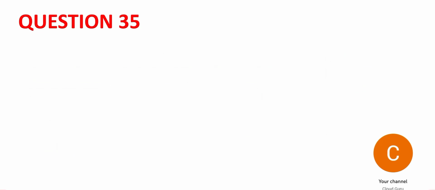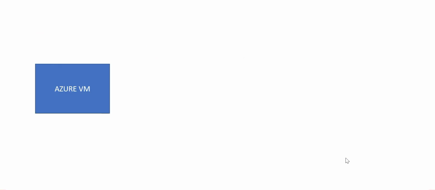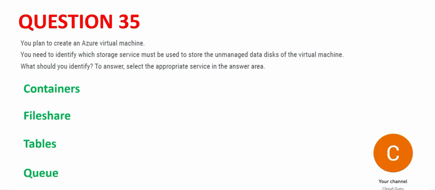Let's look at 35. This is the question. You have an Azure VM and you have data disks for these VMs. You need to choose where you will store the unmanaged data disks. Let me start from the bottom, that is Queue. Queue is primarily used for real-time streaming data. So Queue cannot be the answer for unmanaged data disks.